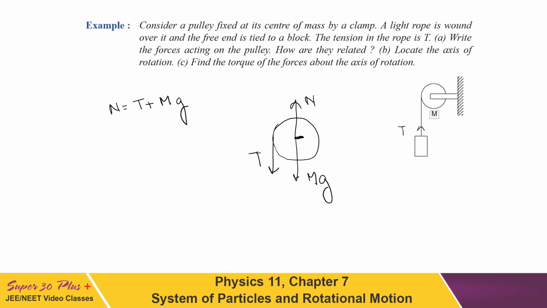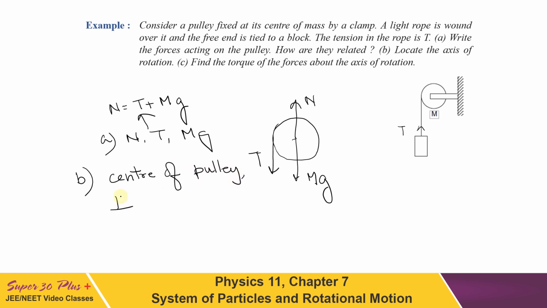Now, axis of rotation has to be the line through the center of pulley. So, for part B, these were the forces. Part A is simply normal, tension and mg, and this is the relation given here. For part B, we have to write the axis of rotation. So, it has to be through the center of pulley and in direction perpendicular to this plane. These are very basic concepts of torque.